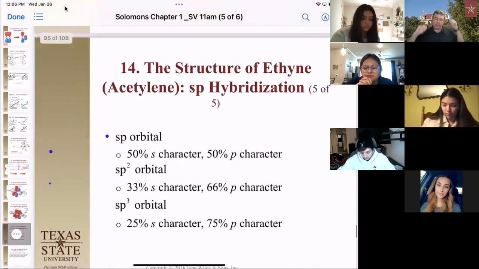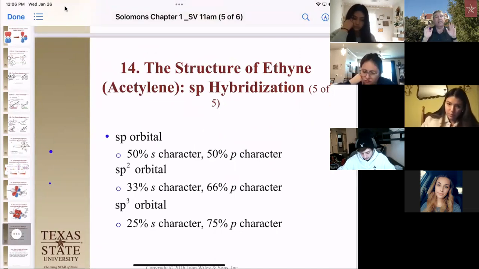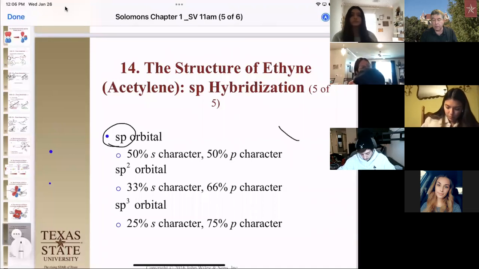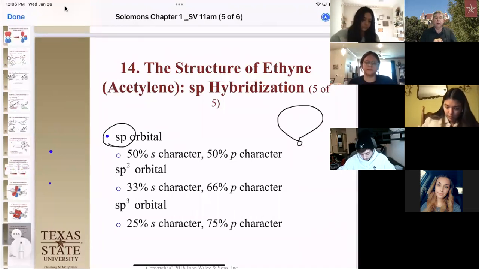So what does that mean? Well, it actually tells us something about the strength of the bonds and the length of the bonds. In the case of an sp orbital, you're made up of one s and one p. So that means it's 50% s, 50% p. So imagine it's going to have a very big lobe and a very tiny lobe here, because it's mostly s, it's mostly round. Now, s orbitals are closer to the center, and therefore they hold their electrons tighter.